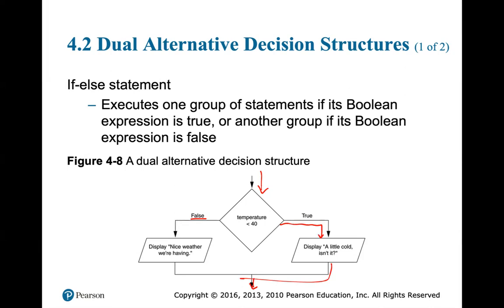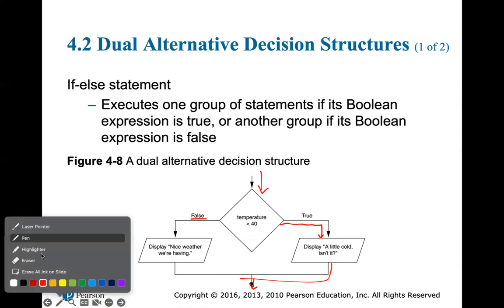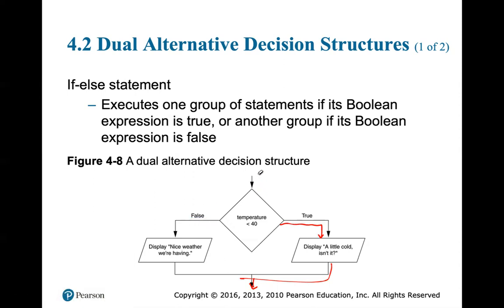You could also flip them. So this is not the only way to use a decision structure. It does not have to be this way. You can also perform something like this. You know, if temperature is greater than 40, you can check that too. And then you will just have to flip these two. So if it's false, you're going to follow this line. And if it's true, you will follow this line right here.